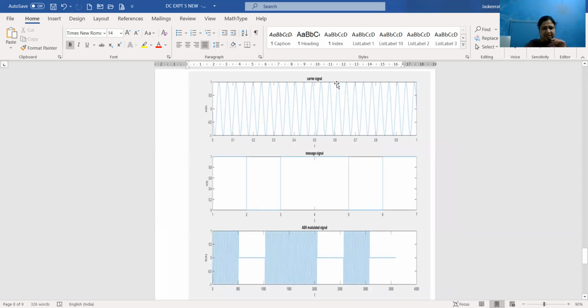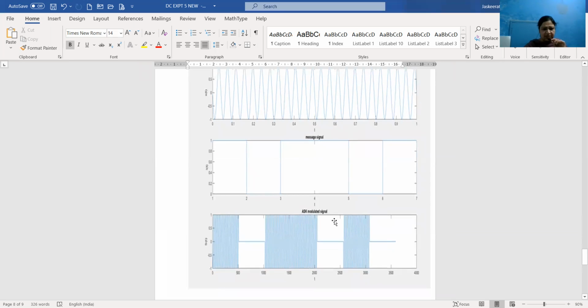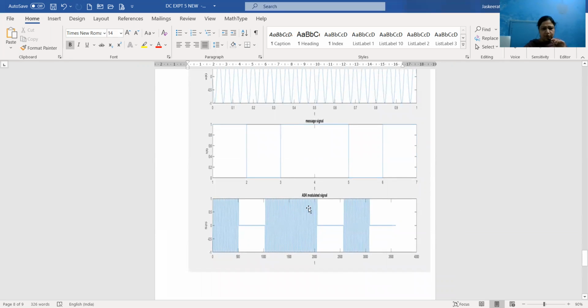So here I can see the first waveform represents the carrier signal xt versus t, which is a sinusoid of higher frequency. Then the second waveform is of the message signal. Here I can see the first sample is 1, then 0, then 1, 1, 0, 1. That means the 1 is represented by a pulse of positive polarity and 0 is represented by a pulse of 0 voltage. Now here is the ASK modulated signal.